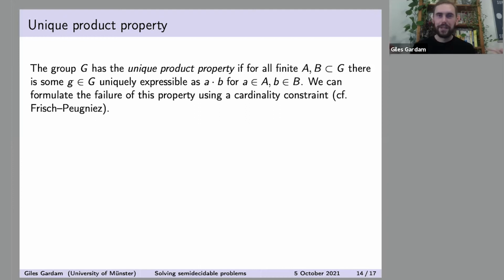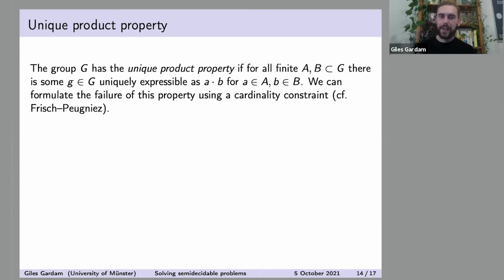Maybe a good example to have in mind is the integers. The integers have the unique product property because if I take a finite set A and a finite set B, I can just take the maximum element from A and the maximum element from B, and certainly their group theoretic product, which is their sum in integer arithmetic, will be this unique product of the product set.